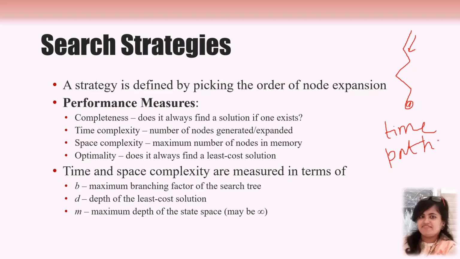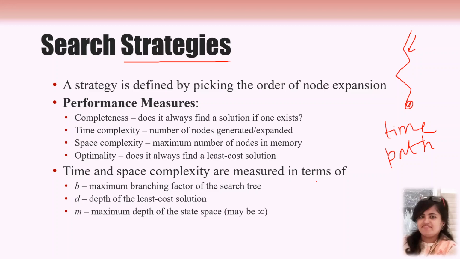So to design that particular searching, what do we need? We need a strategy, right? By one particular strategy, we can say that this search technique has the least amount of time or least amount of path, or it can have both, or it can have none. So we need to design different strategies for the searching technique. Our strategy is defined by picking the order of node expansion. That is the way we are going to expand the nodes, and based on that, the strategy is designed.